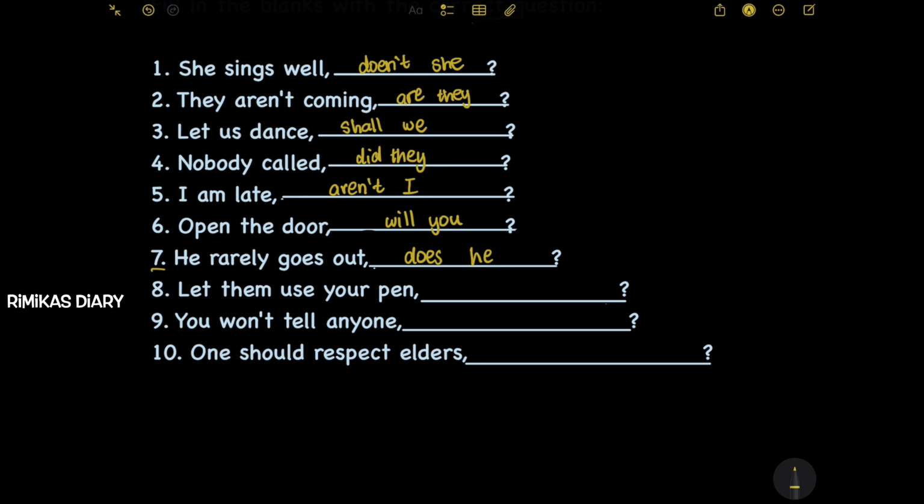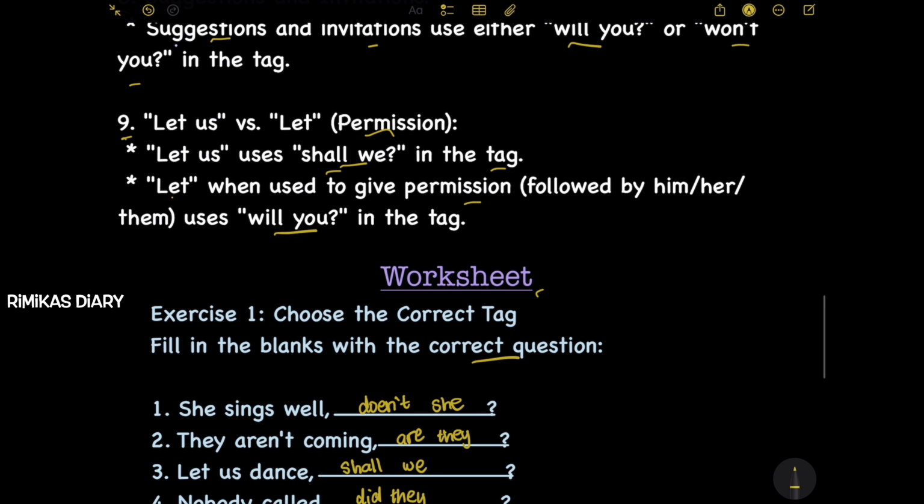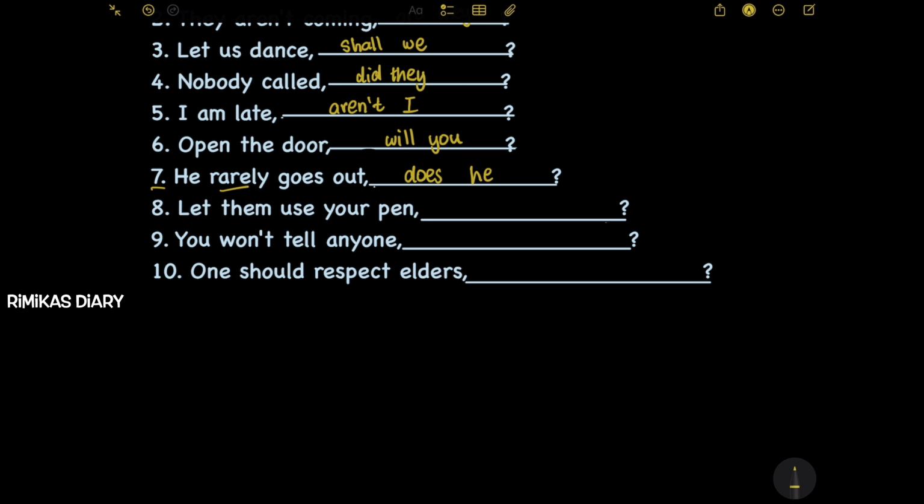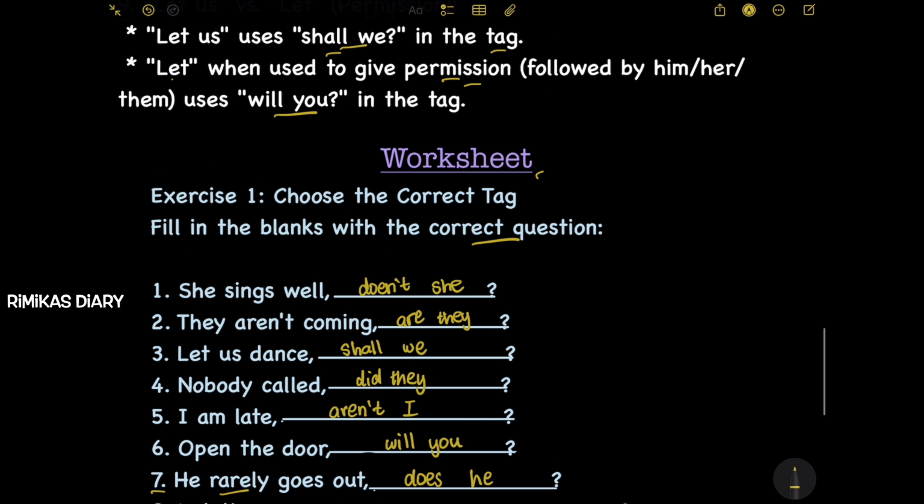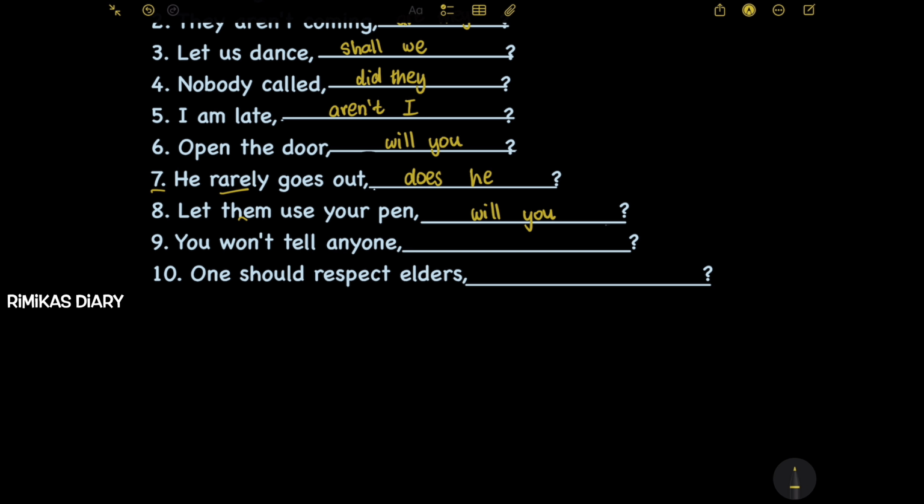Remember, words like rarely, hardly have a negative meaning, so the tag should be positive. Next, let them use your pen. Let is used for permission and it's followed by them, so you should use will you. Next, you won't tell anyone, would you? Tenth one, one should respect elders, should one?